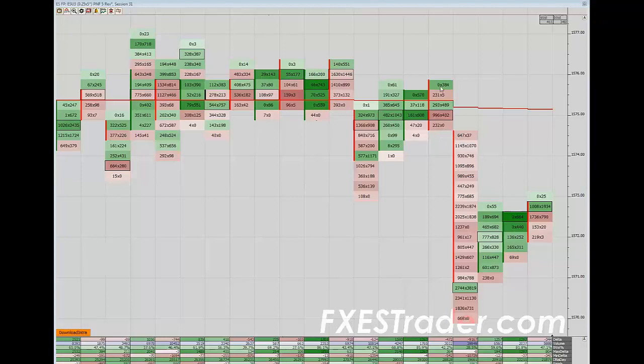So the footprint really was giving you, hey, if you want to take a short right off the open and just past the 10 a.m. hour New York time, it probably would have been excellent to set it somewhere up here. You could have set your stops somewhere in the 1577, 78 range and had a really good risk-reward potential on this trade.